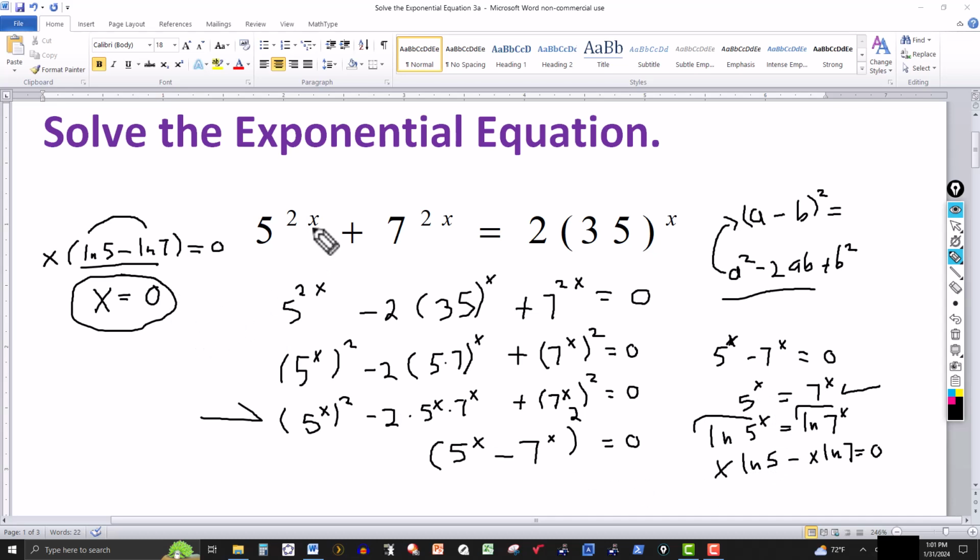And you can check this out here. Put a 0 where the x is. That can be 5 to the 0, that's 1. Put a 0 here. That gives me 7 to the 0, that's 1. Does that equal 2? 0 here, 35 to the 0 is 1, times 2 is 2.